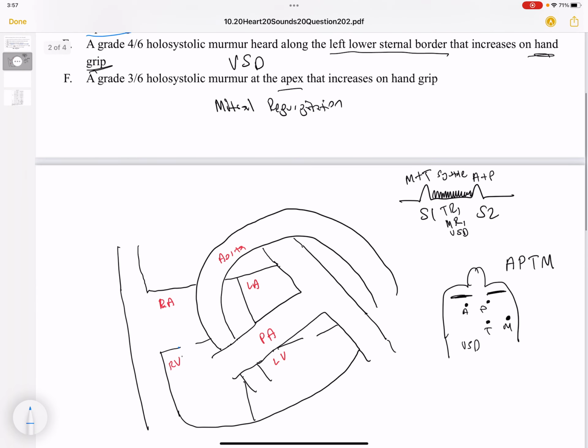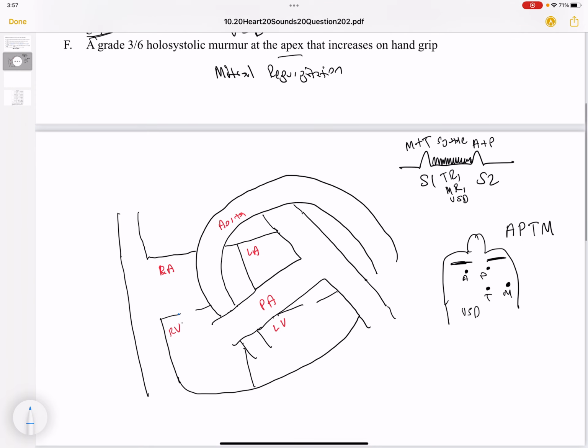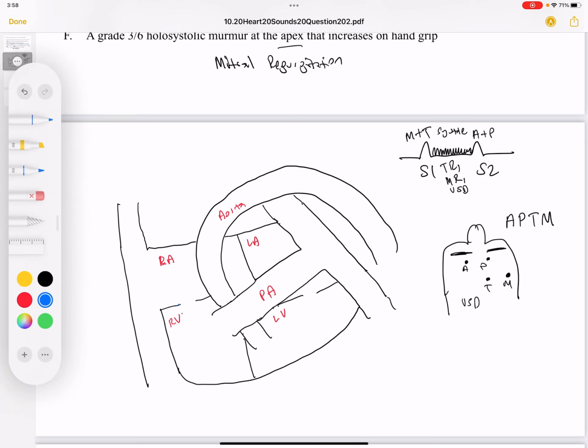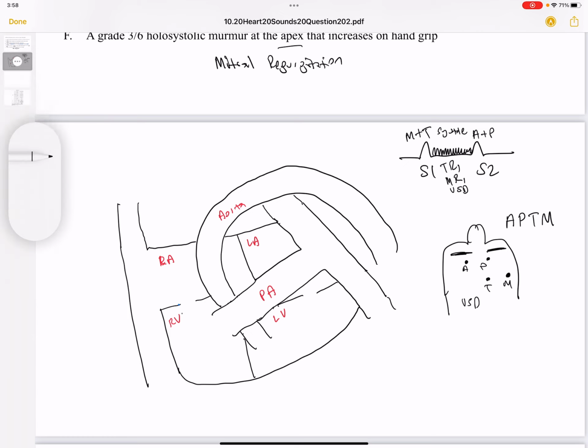If you look at the right sternal border, the only valve that we are going to auscultate is going to be the aortic valve. There are two pathologies that can be associated with the aortic valve. One is aortic regurgitation, and the other is aortic stenosis.